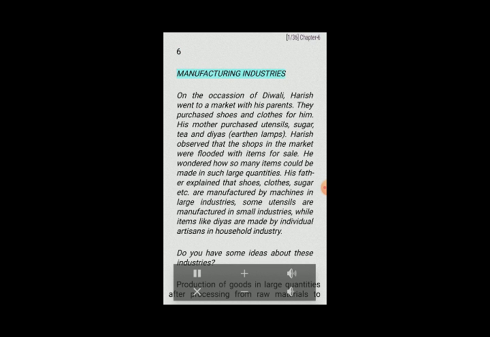Chapter 6. Manufacturing Industries. On the occasion of Diwali, Harish went to a market with his parents.